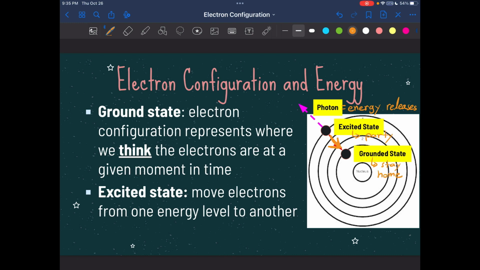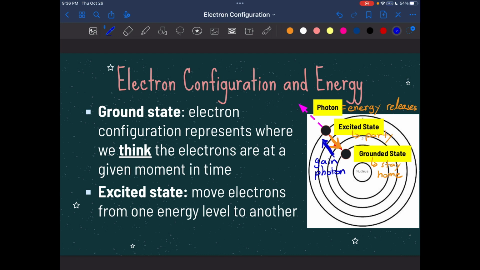Vice versa, if we're going from, let's say, grounded state to excited state, we're going to gain photon. Okay? So if we're going from grounded to excited state, we're going to gain energy. So make sure that you understand this beforehand, because this is something you should know later on. Okay? So just know that this is information.